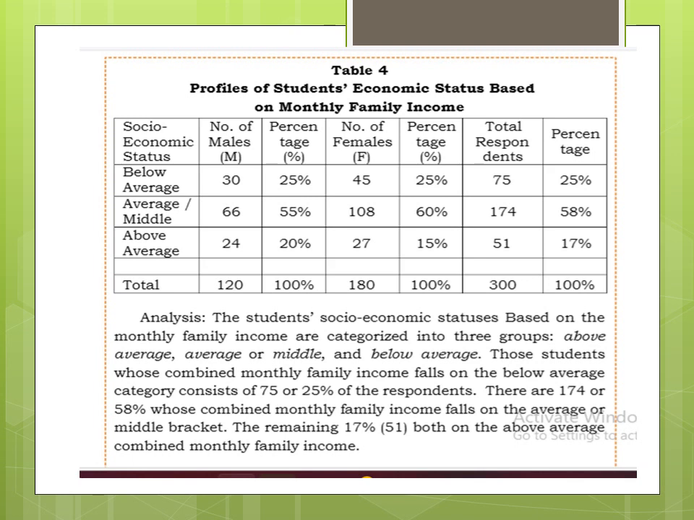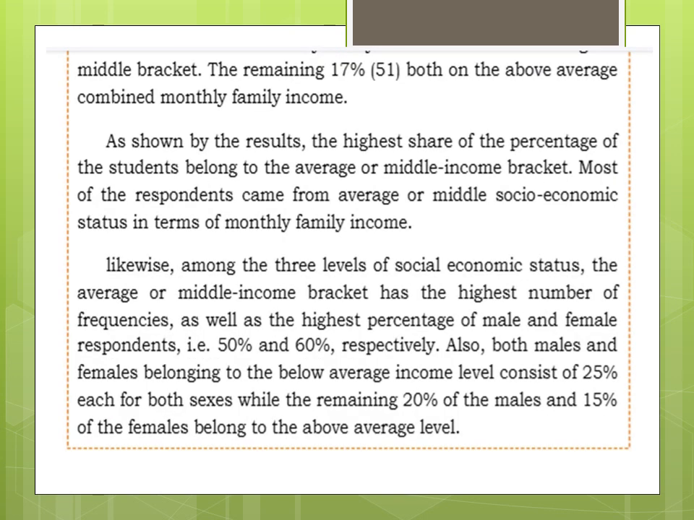of the respondents. There are 174 or 58% whose combined monthly family income falls on the average or middle bracket. The remaining 17% or 51 fall on the above average combined monthly family income.